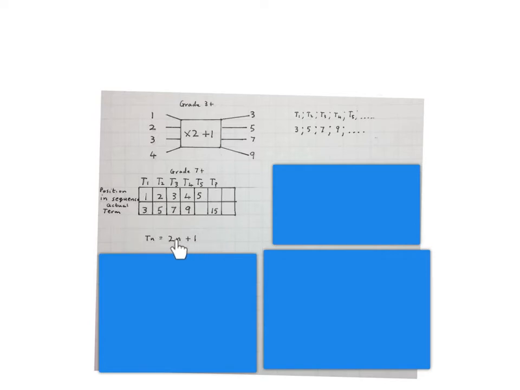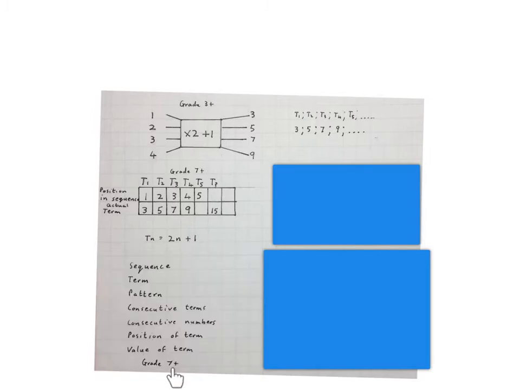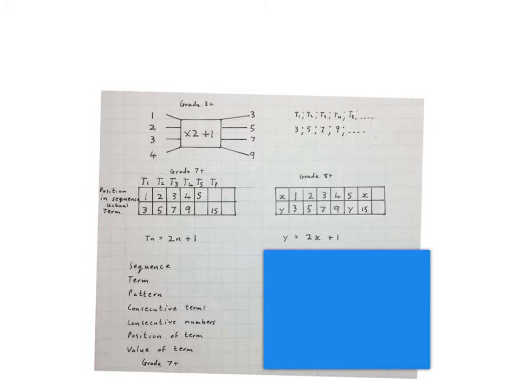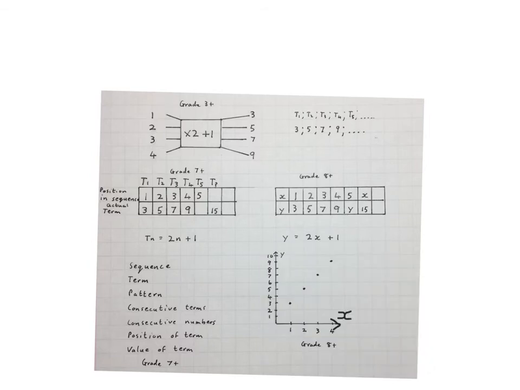Then in grade 8, we get this formula we can now use to do algebra with a sequence. Now, from grade 7 on, we must know the words sequence, term, pattern, consecutive terms, consecutive numbers, position of a term, value of a term. From grade 8 on, we're going to put it in a table like this, with your x at the top, y at the bottom, and we're going to get this formula compared to this one. New words will come in, like x is the independent variable and y is the dependent variable. Not important now. And then finally, in grade 8, we learn to plot these coordinates on a Cartesian plane.